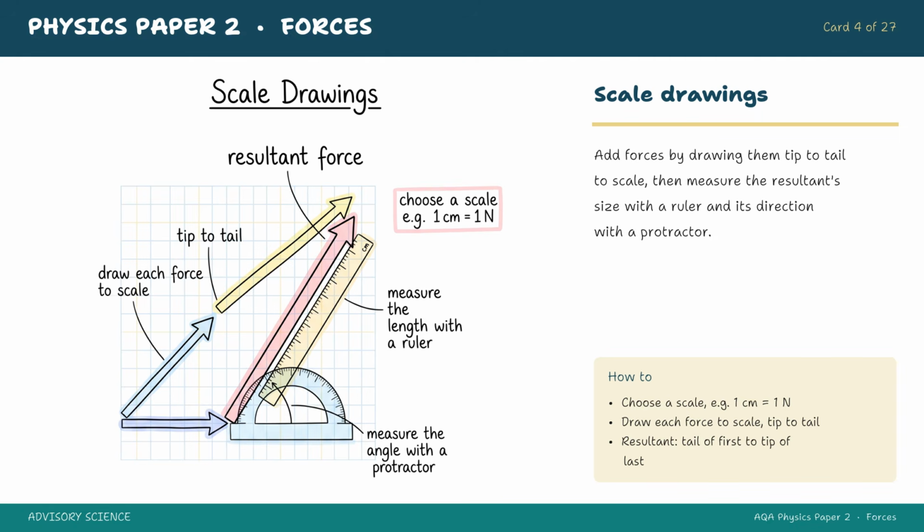If your force is 10 newtons, you draw a 2 centimeter arrow. If it's 20 newtons, you draw a 4 centimeter arrow. Basically, you just shrink or stretch the force into a drawing that everyone can measure and understand. You can often be asked to draw forces or measure them to scale. It's all about using a chosen scale to show the forces clearly and proportionally.